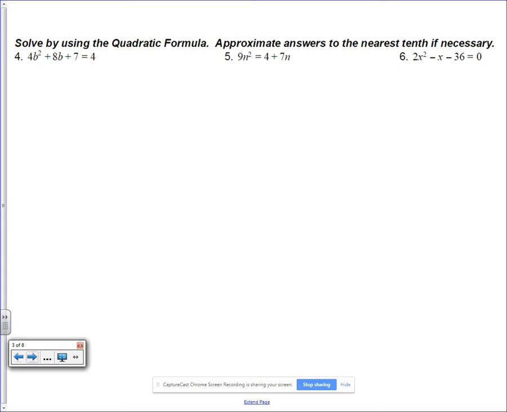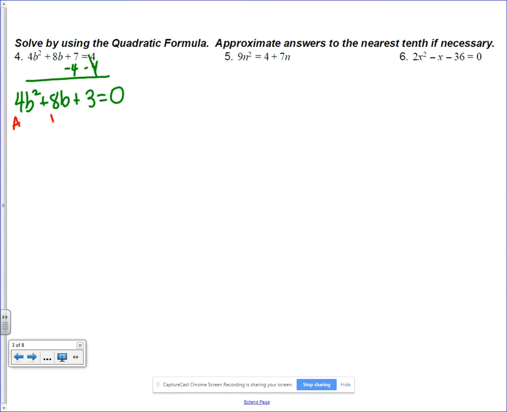Now it says solve by using the quadratic formula. Approximate answers to the nearest tenth if necessary. So I do ask you to find your decimals if we do have irrational solutions. Okay. So how about the first one? Is it good to go? Okay, what are you going to do? And notice that 4 can go with the 7. And was that a 3 I heard? Okay. Now we're in the right order.